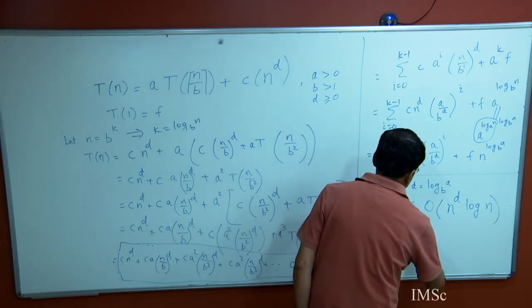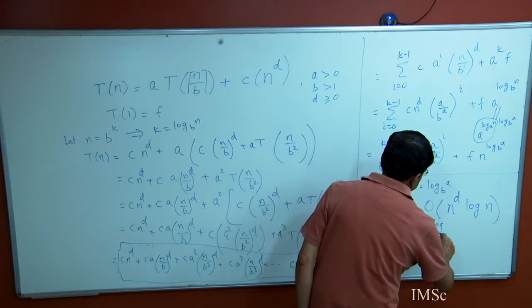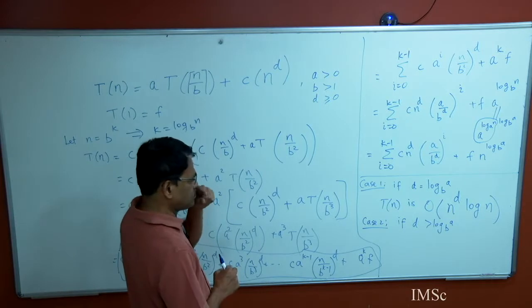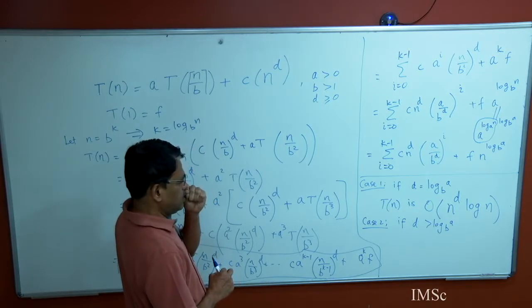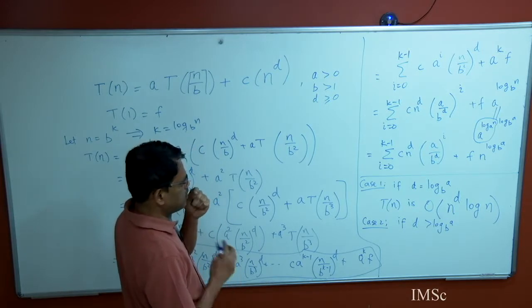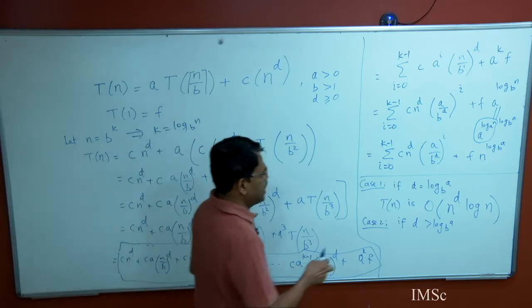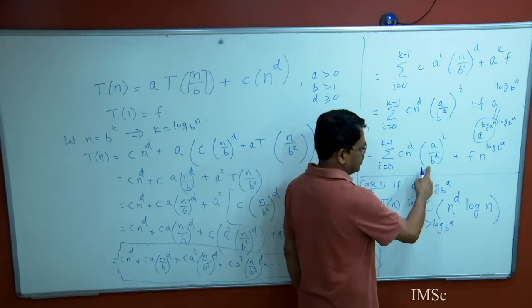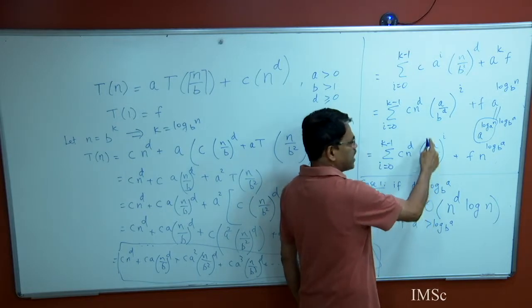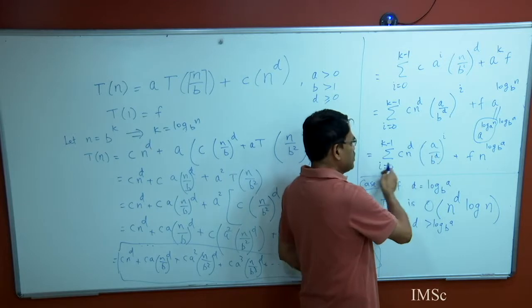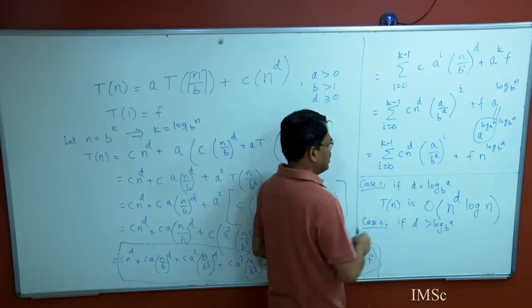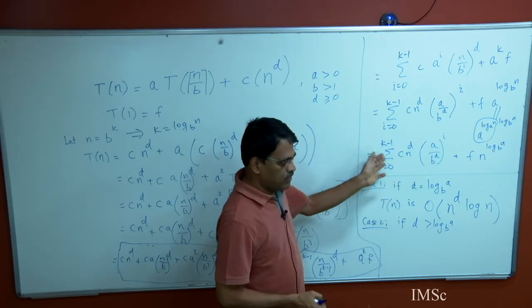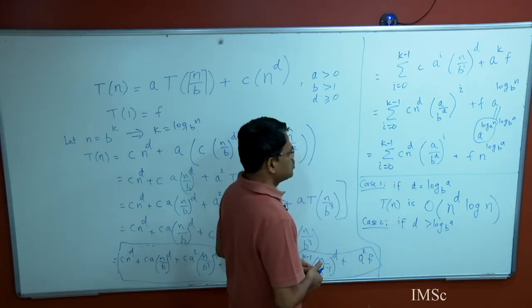If d is more than log a to the base b, what does that mean? That this a by b power d, so b power d is less than a. So this is the ratio less than 1. Okay. So you have a geometric series because it starts with c n power d and the ratios are all decreasing, right?